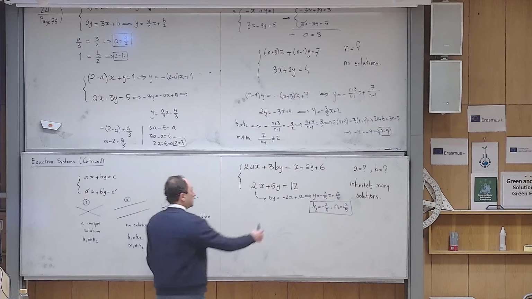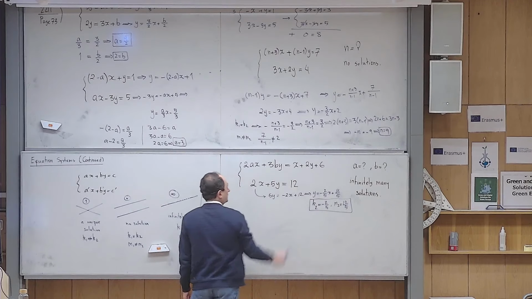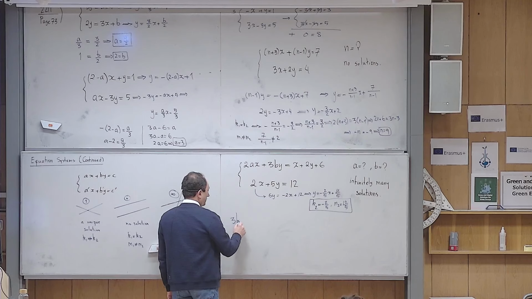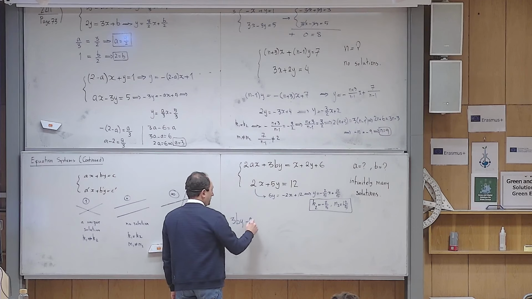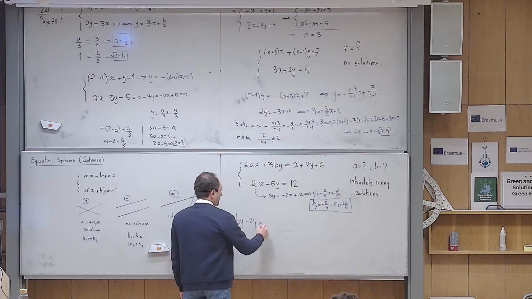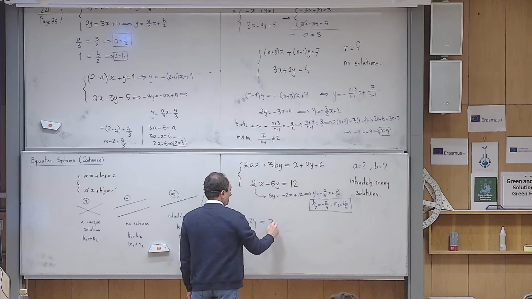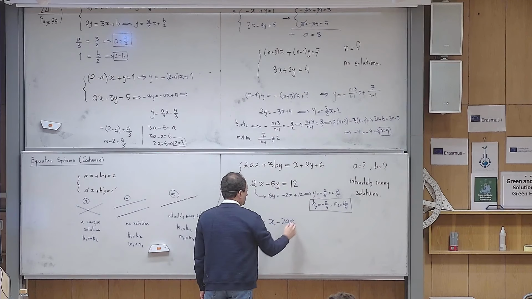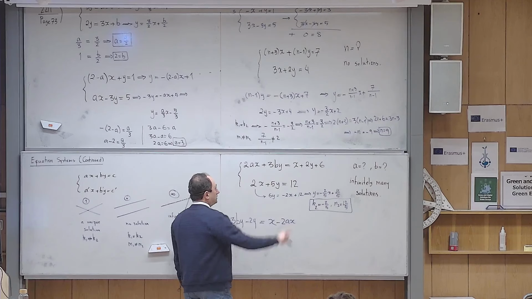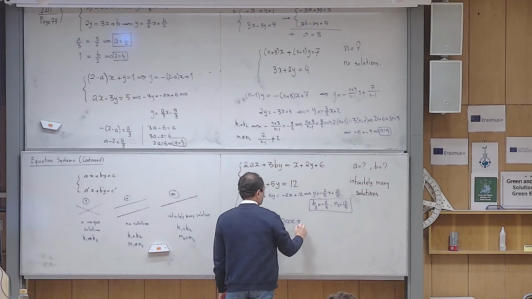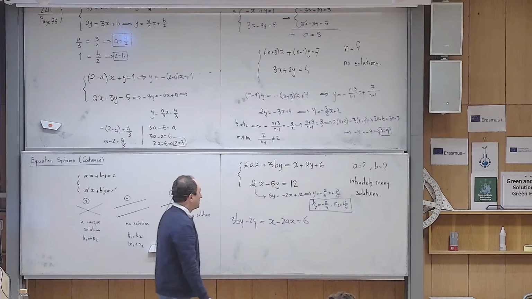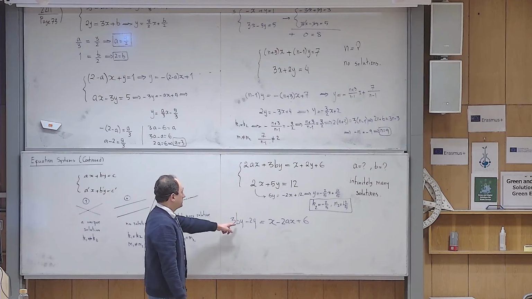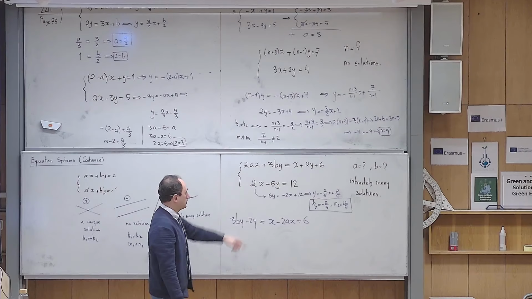So what I do, I will move this 2y to the left, so it becomes 3by minus 2y. And then x is already there. I move 2ax to the left, to the right, sorry. This becomes that. And then there is also a 6 there. Am I right? So I move 2y to the left, I move 2ax to the right.